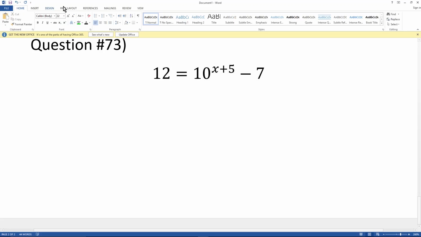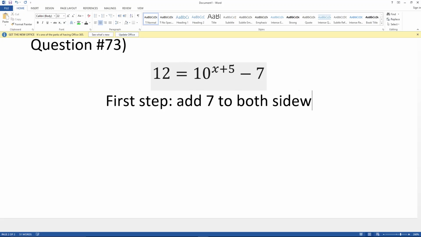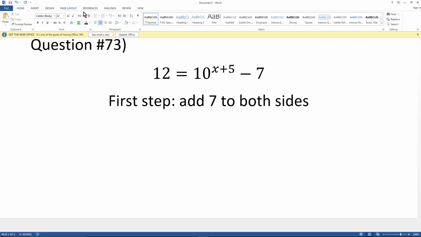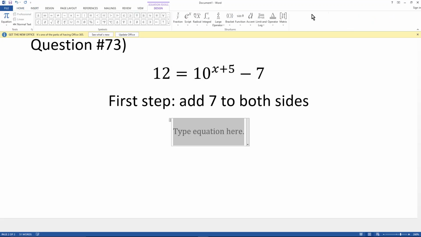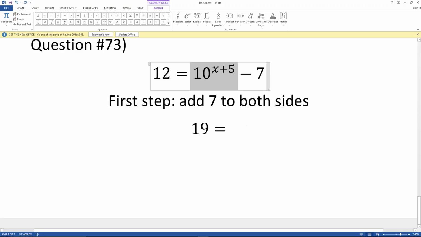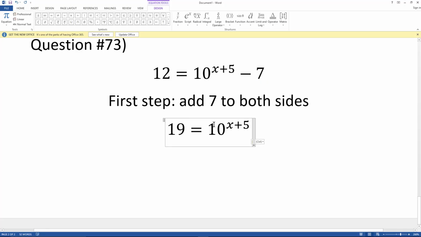Okay, so what should we do first here? Add 7 to each side. Good. When you add 7 to both sides, you get what? You get 19. 19 equals, and excellent.